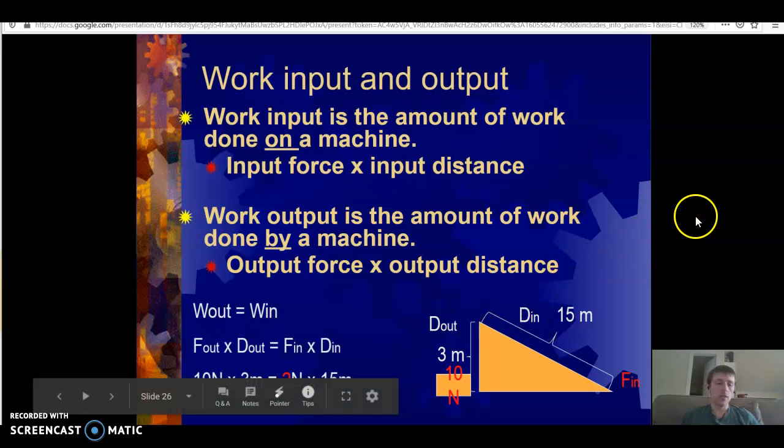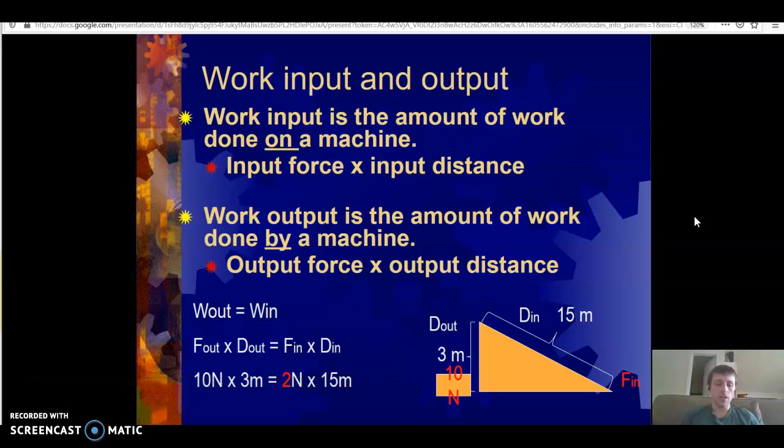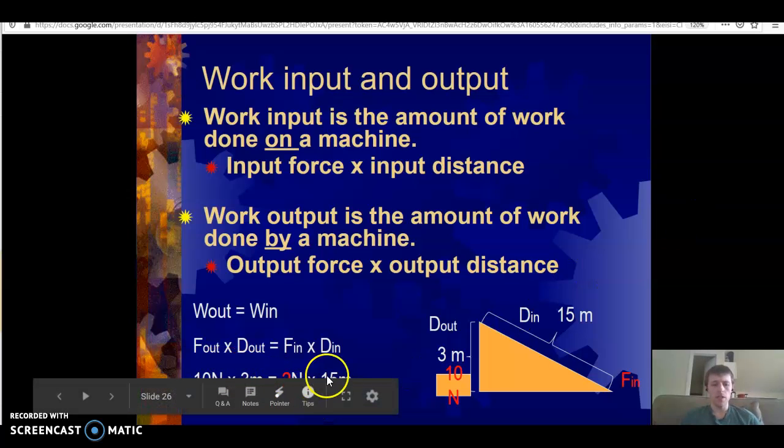Well, what number makes that equation balanced? It's 2. 10 times 3 is 15, 10 times 3 is 30. Some number times 15 is also 30. That number is 2. Now you can always do it this way and find the missing number inside this equation.